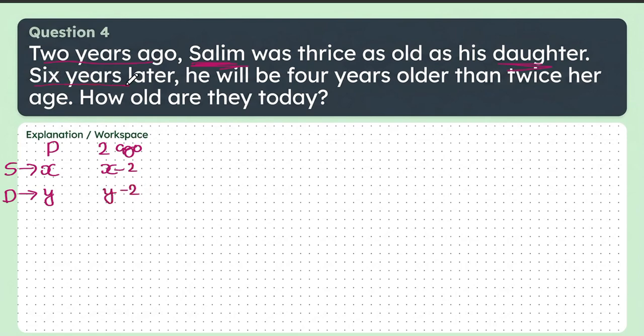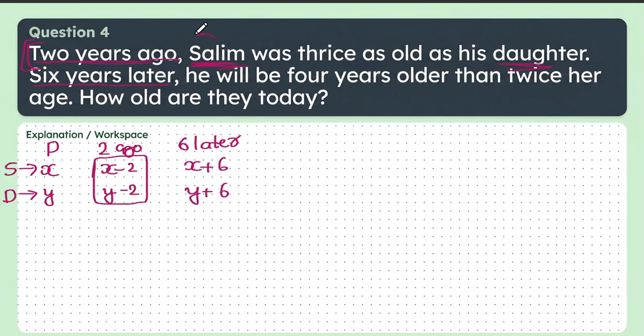After that, second statement is 6 years later. So 6 years later, what is the age? X plus 6. Later means we have to add up, and Y plus 6. Okay. So this is our table. We have to use this table to build up the equations. Now look at the first statement. 2 years ago. So the first statement we have to use 2 years ago age. So what is the age 2 years ago? X minus 2 and Y minus 2. So we have to consider these two ages.